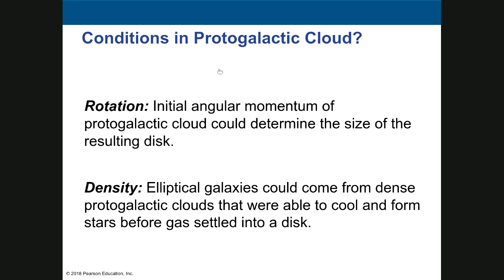So conditions in the protogalactic cloud, I think the question mark is the right answer here. But initial angular momentum of the protogalactic cloud could determine the size of the resulting disk. I'm reading this out loud because I want you to notice they're using the same language I am: could, might, likely. Elliptical galaxies could come from dense protogalactic clouds that were able to cool from stars, meaning we have models in which these things lead to what we see, but it's not unreasonable to think there are a few models that give you the right answer. And the question is, if they have differences, can you test the differences between those two models to figure out which one is right?